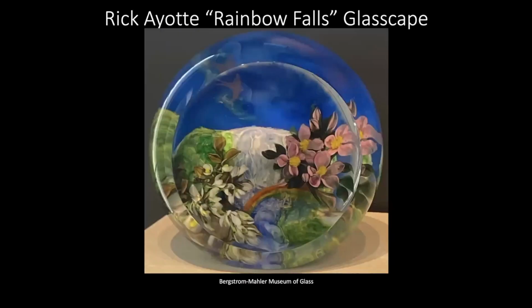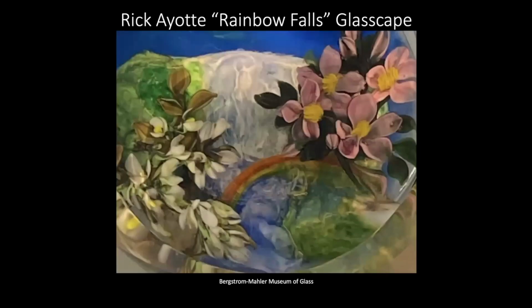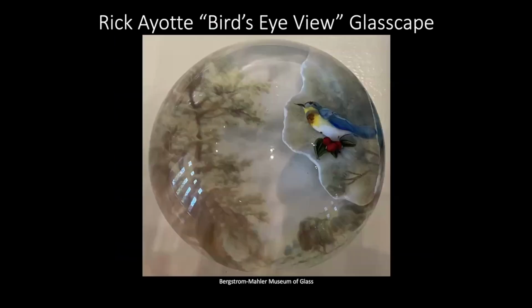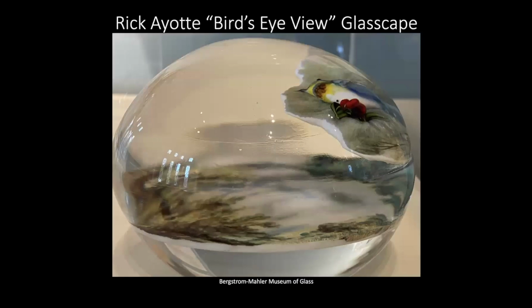Here is Rainbow Falls. These next photos are from the Bergstrom Mahler Museum of Glass. At the time, at least, I think these weights were either donated by Gordon Park or the current PCA president or on loan from his collection. He has an extensive Rick Ayotte collection. Here's Bird's Eye View. The bird's up there and the painted background is down below.